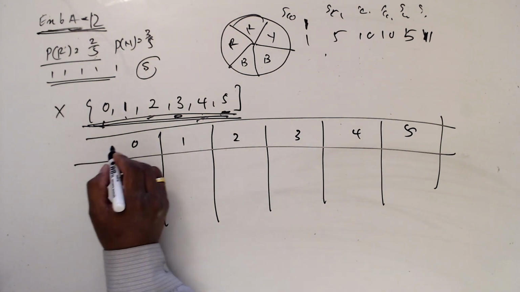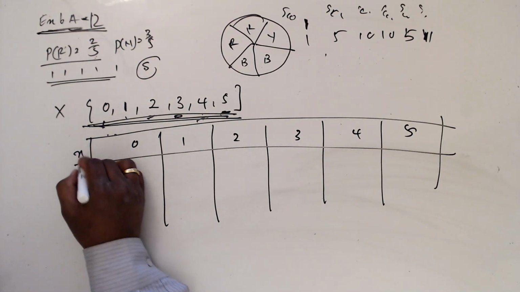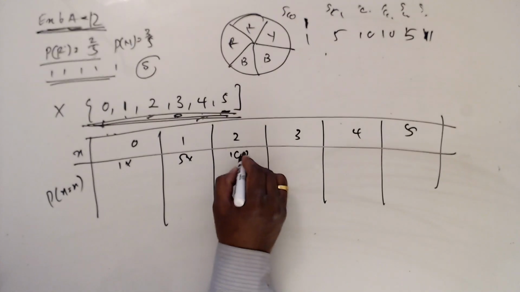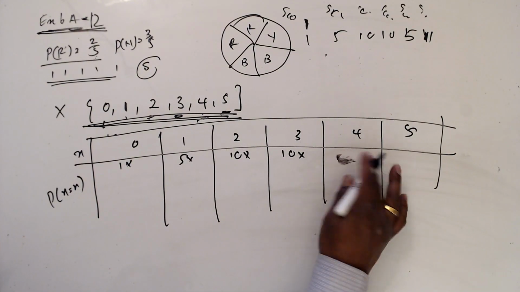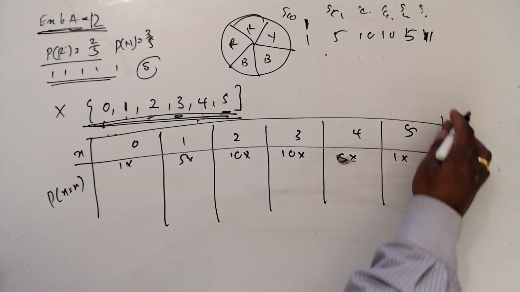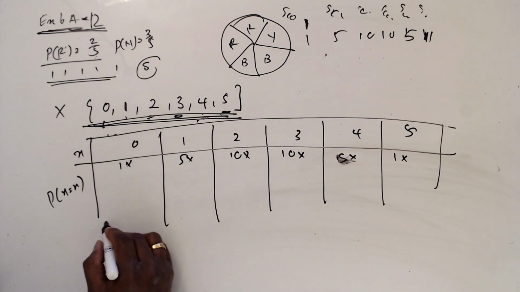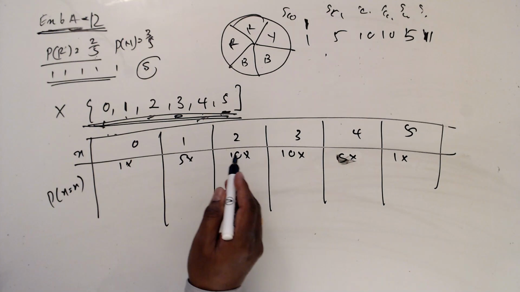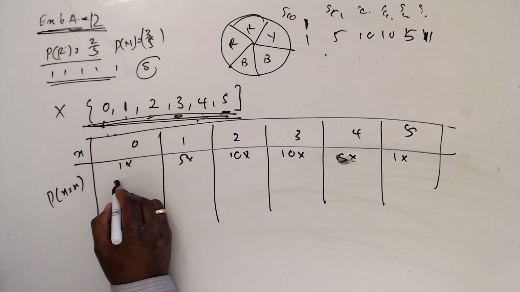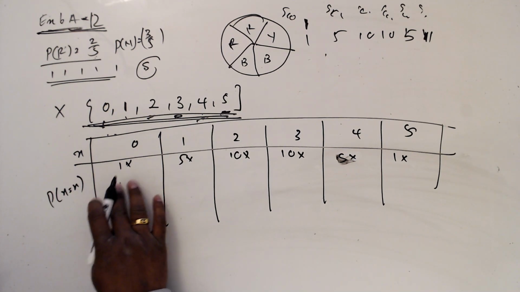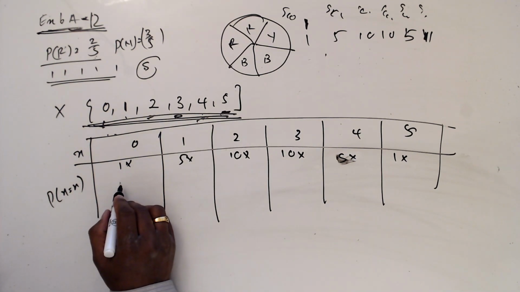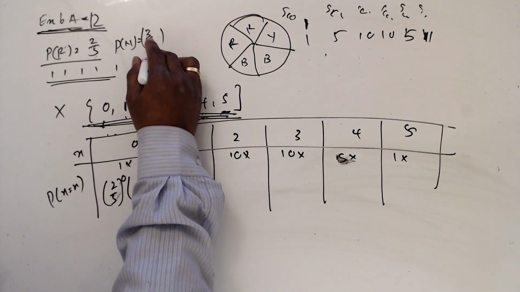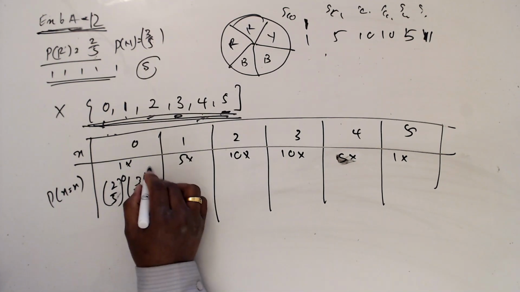So that variable is X, probability of X equal x. So 1 multiply by 5 multiply by 10 multiply by 10 multiply by 5 multiply by 1, getting 0. So how many? Only 1. Getting no reds, it means 3/5. No reds means 2/5, 0, and red it means all 5 is not red.